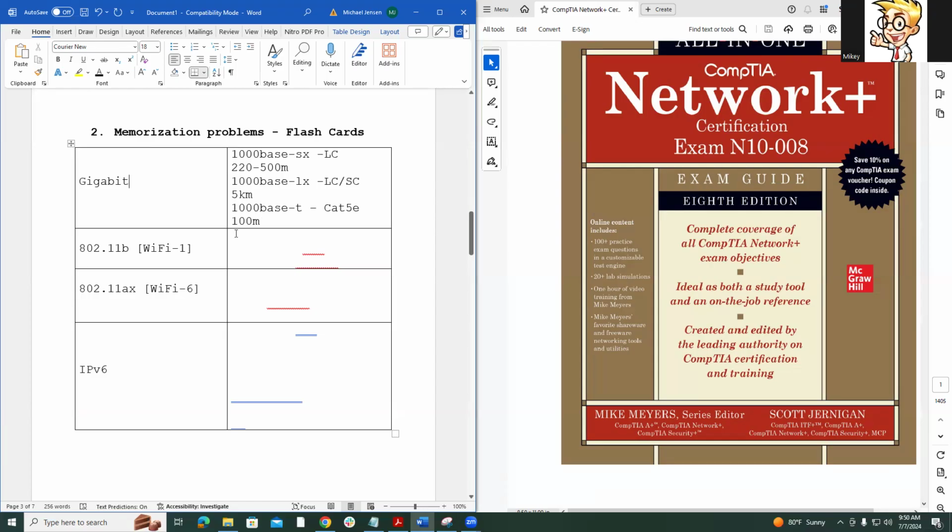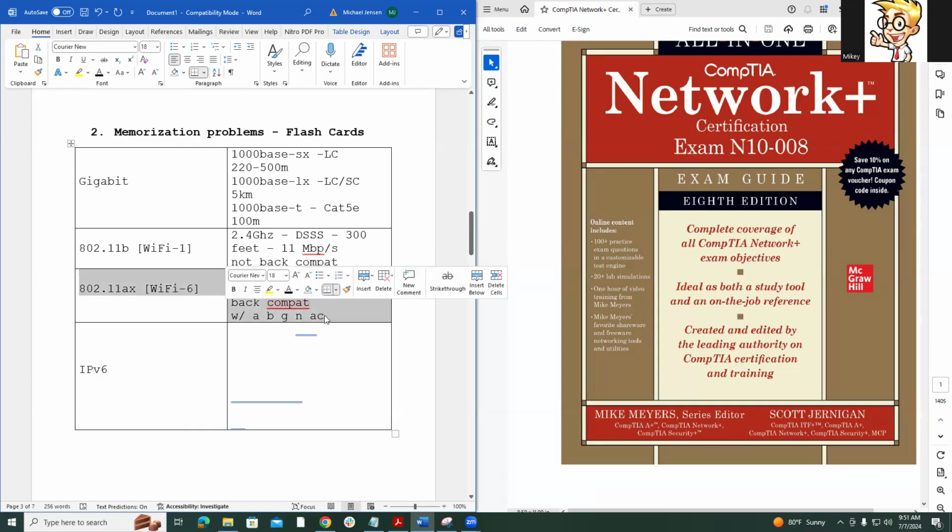Let's look at Wi-Fi. We can compare and contrast Wi-Fi 1 to Wi-Fi 6. Very different technologies. You can see that Wi-Fi 6 operates on different frequencies, uses a totally different way to broadcast the radio signal, 10 gigabits per second, up to 300 feet, and has full backwards compatibility versus the very first one, which didn't have much at all. You'll have to memorize things like that.